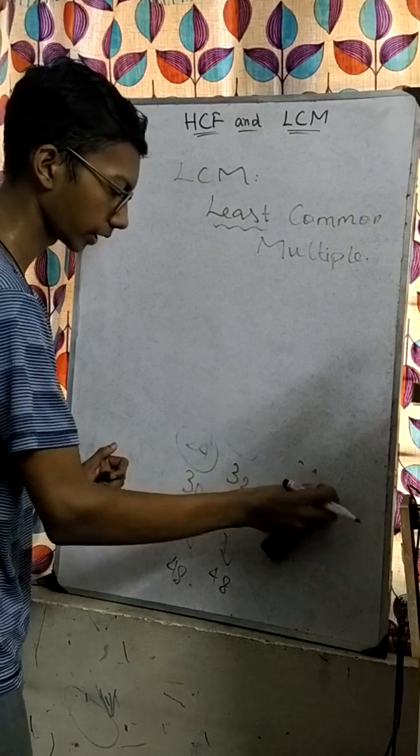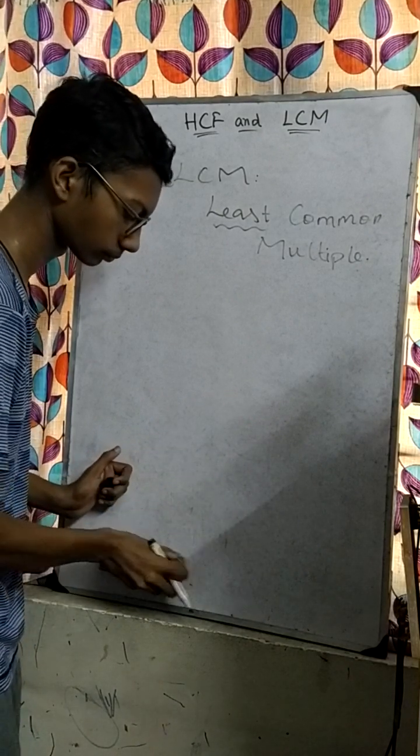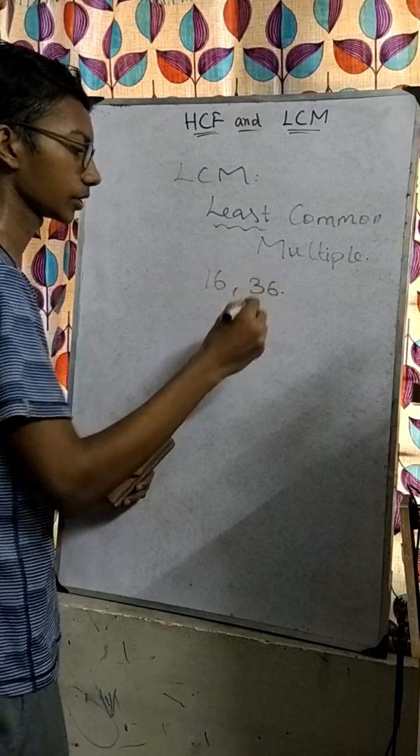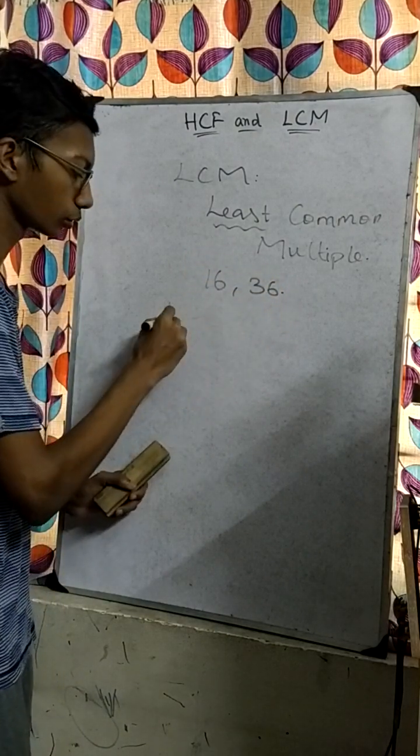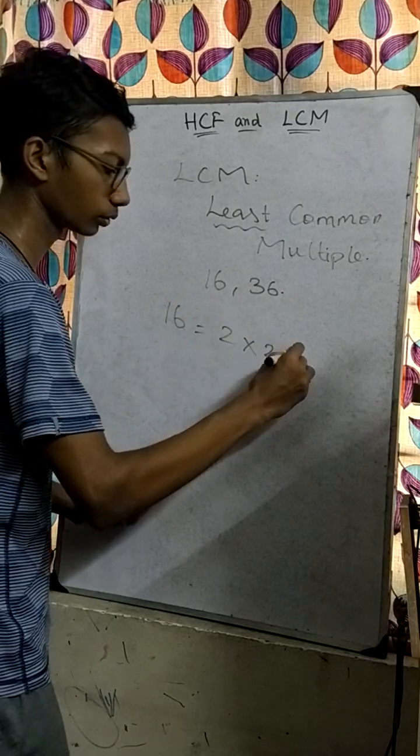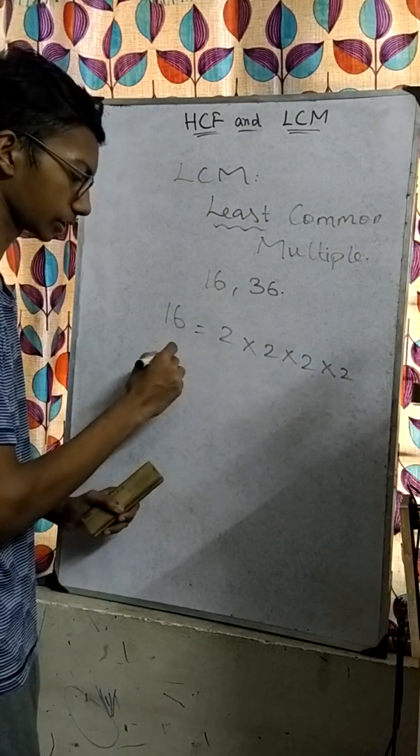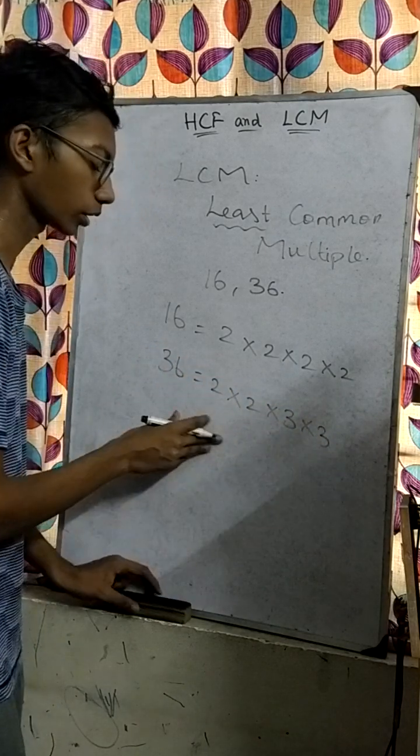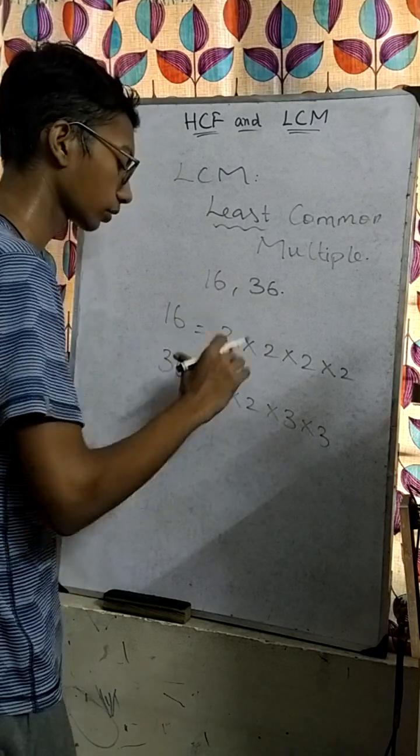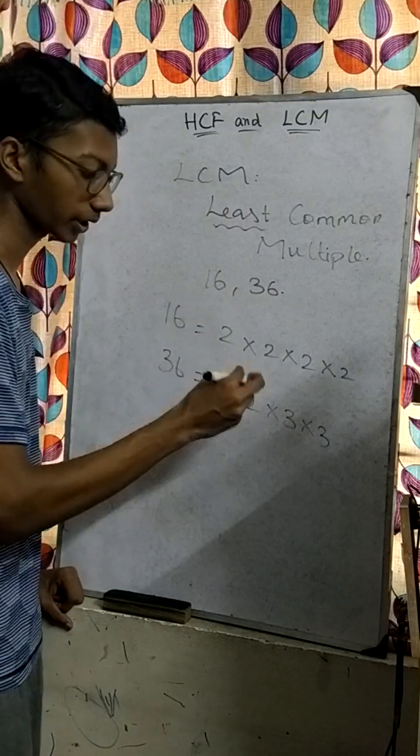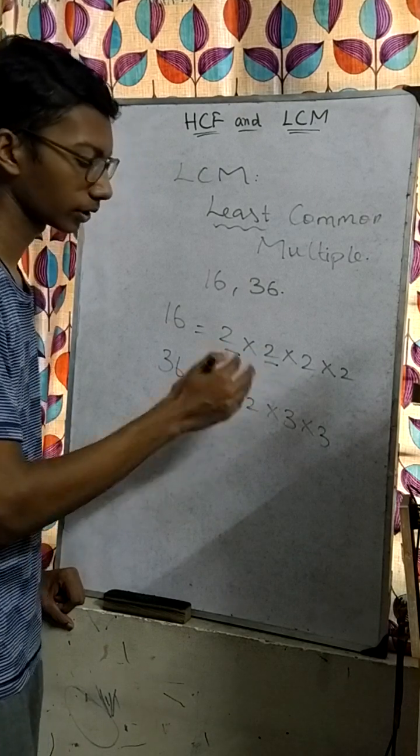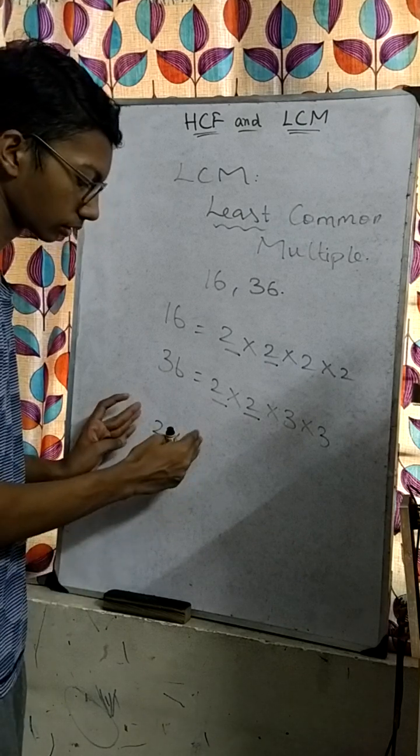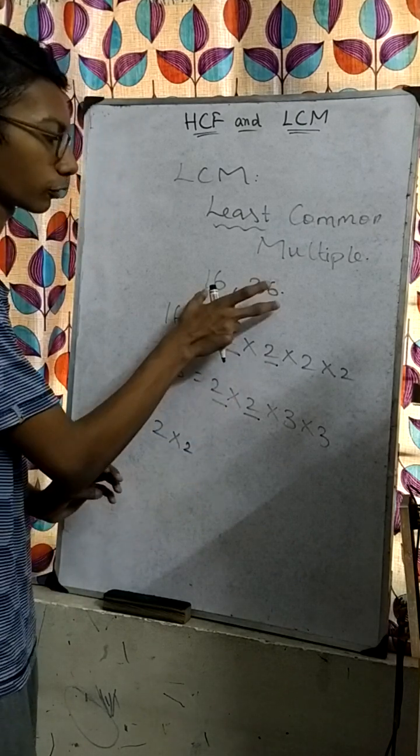Now a method to find the LCM is, let's say we have the same numbers as we took for HCF, 16 and 36. So what we should do is, we have to do the same thing here also, the prime factorization. So this is what we got for prime factorization of both of these numbers. So what we should do is first find the common terms, just like what we did for HCF. So the common terms are 2 times 2. So if you just stop here, this will be the HCF of these two numbers.